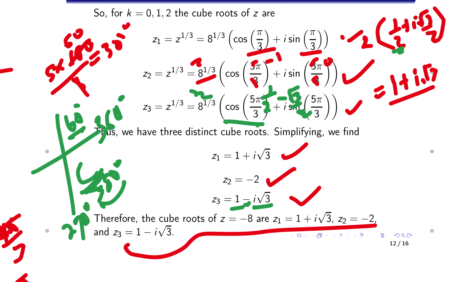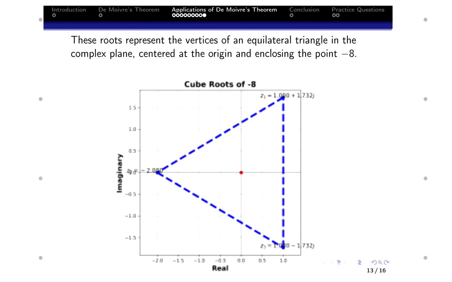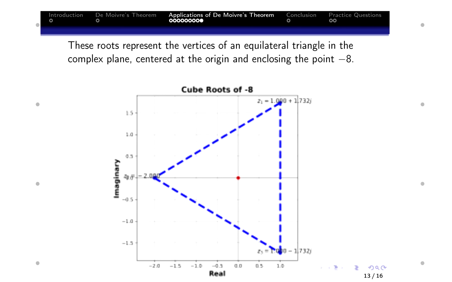Okay, so interestingly, it has a graphical representation. These roots represent the vertices of an equilateral triangle. You can see this triangle has all sides equal. So the roots represent the vertices of an equilateral triangle in the complex plane. In the complex plane now, the equilateral triangle is centered at the origin (0, 0), right?